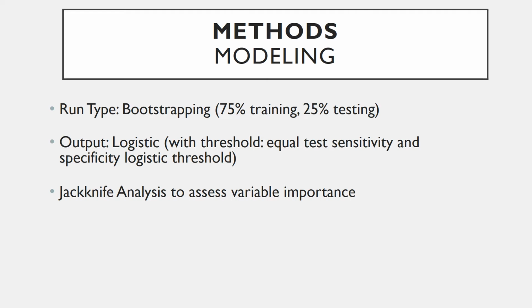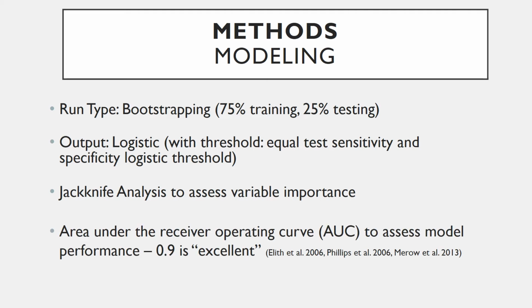And to assess variable importance, there are several ways that MaxEnt outputs information for you to do so, and we selected jackknife analysis. And for model performance, we used the area under the receiver operating curve, or AUC. This is the most common model performance metric used in the literature for MaxEnt modeling.